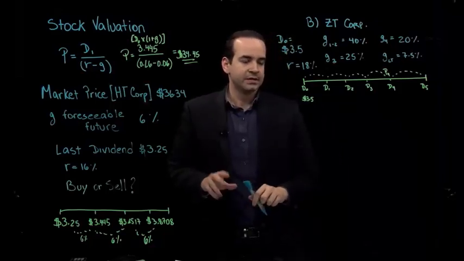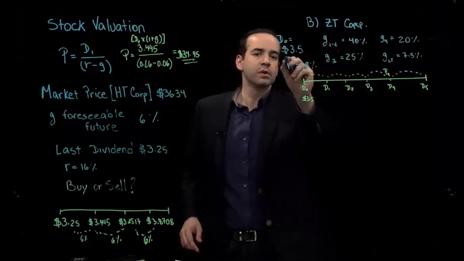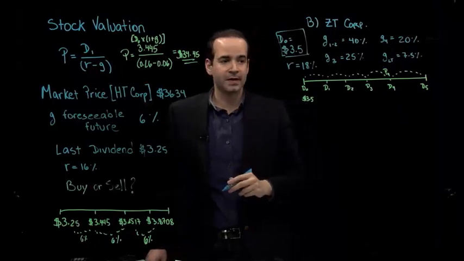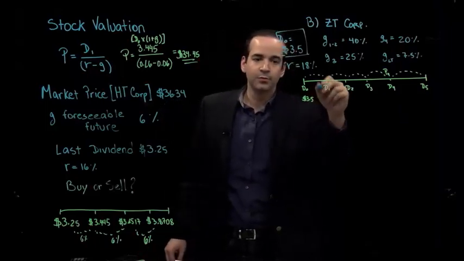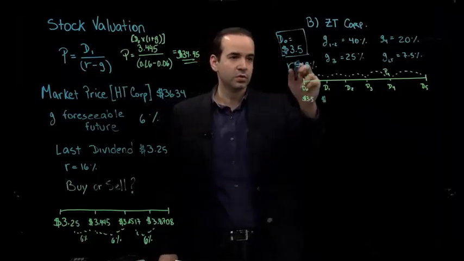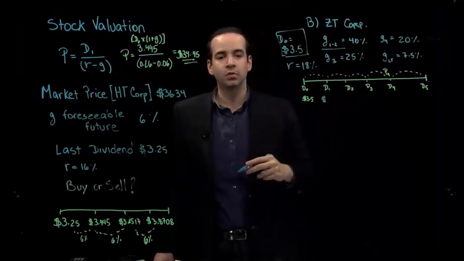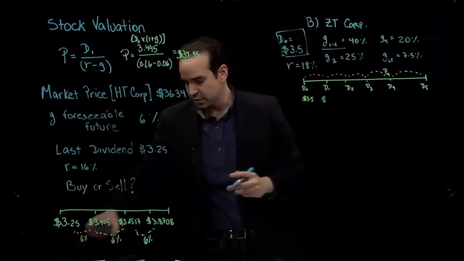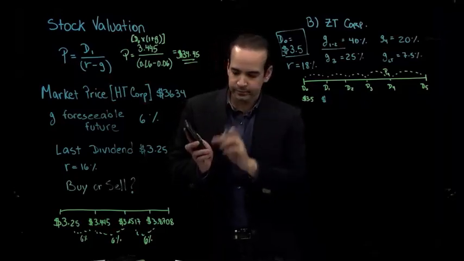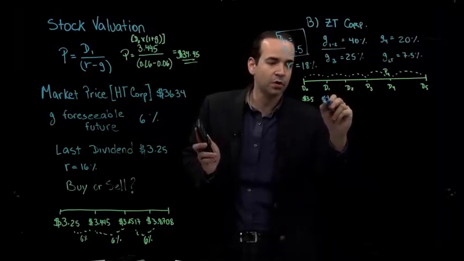This is quite intuitive. The last dividend of CT Corp was 3.5. So this is D0. Now we need to forecast what D1 is going to be. In the first 2 years, we're told that the company will keep a growth rate of 40%. So we're going to have 3.5 times 1.4. So the dividend in the following year is going to be 4.9.